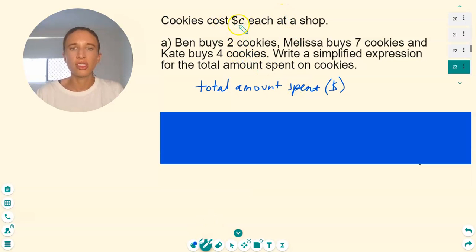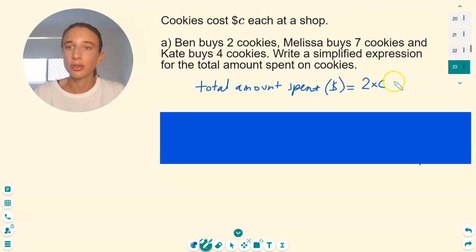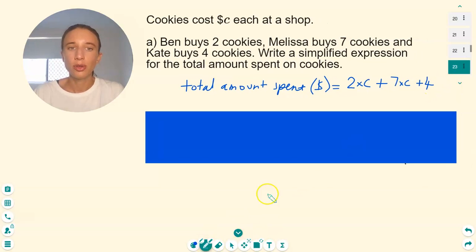So cookies cost C dollars each. When we're calculating cost, you're always doing the number times the cost per unit. So Ben buys 2 cookies, so he is going to be spending 2 times the cost per cookie. That's the total that Ben will spend. And then we've got Melissa. She buys 7 cookies at C dollars per cookie, so we're just going to add that on: 7 times C. And then we've got Kate who buys 4 cookies. Well, hers is going to be 4 times the cost per cookie.